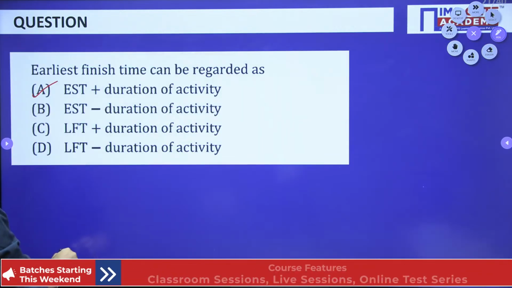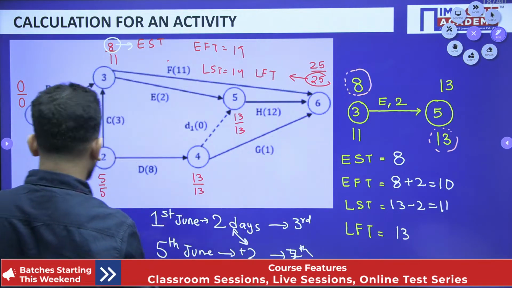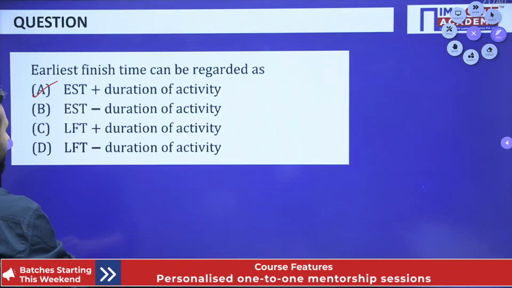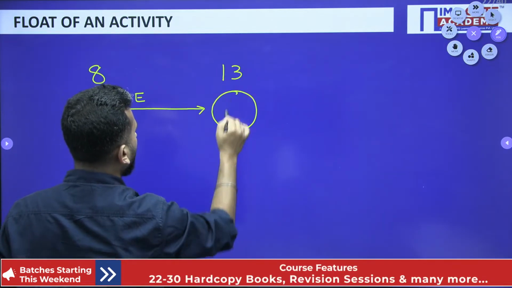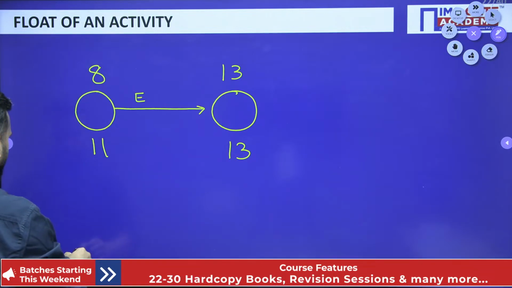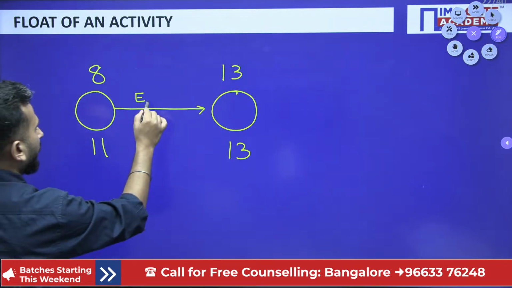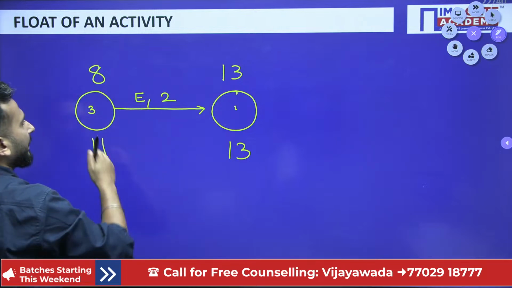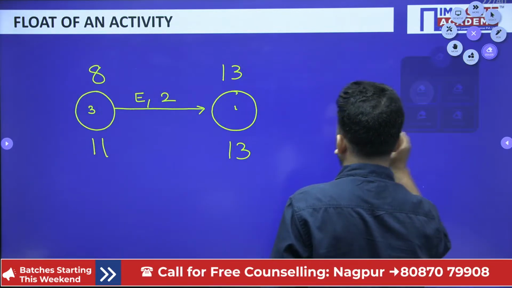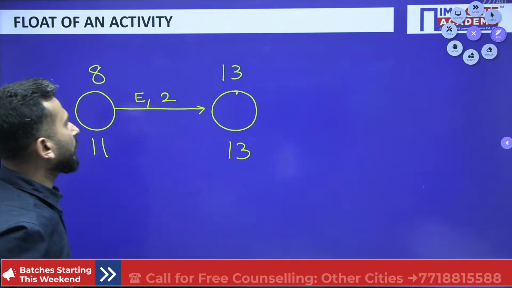So let me see. This was your 8, 11, and this is 13, and this is 13. Duration was 2 days. This is 3, this is 5. Don't get confused, but I am not numbering the nodes as of now, so no need to write nodes. I have written only those numbers which I have calculated.